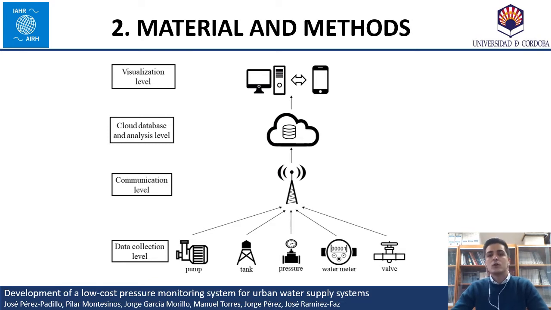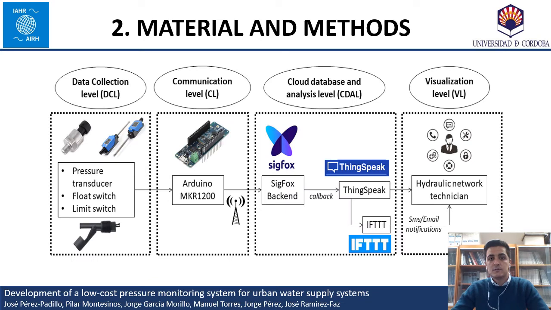The final nodes collect the data recorded by the sensors and connect them directly to the base station to transmit the information and store it in a cloud database, where the data are analyzed and then sent to be visualized by internet-connected devices. The following diagram shows the proposed architecture for the pressure monitoring system. The system is based on the Internet of Things.